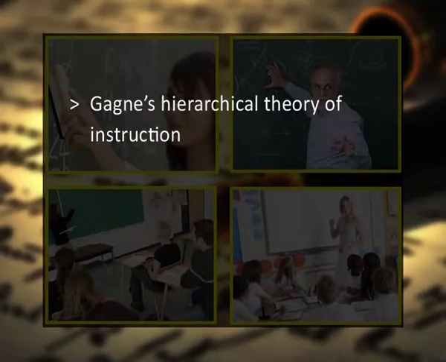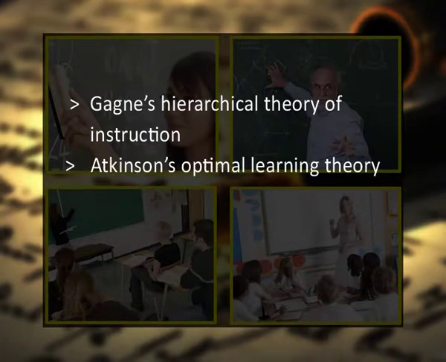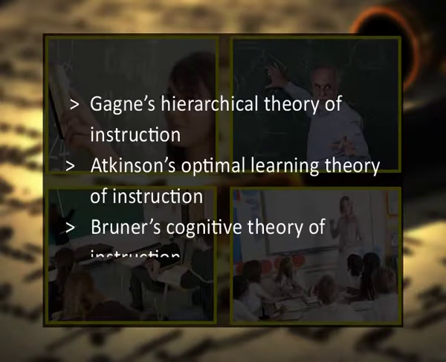They prescribe and point out the proper ways of organizing the instructional process to achieve the desired instructional objectives, and consequently, these are responsible for giving birth to a number of theories of instruction, like Gagne's hierarchical theory of instruction, Atkinson's optimal learning theory of instruction, and Bruner's cognitive theory of instruction.